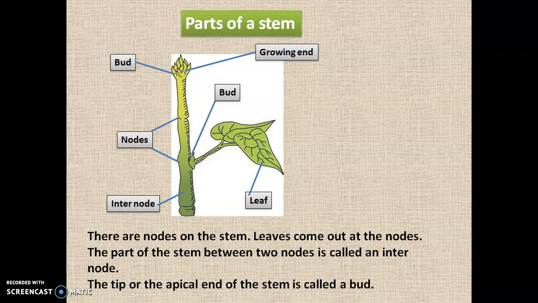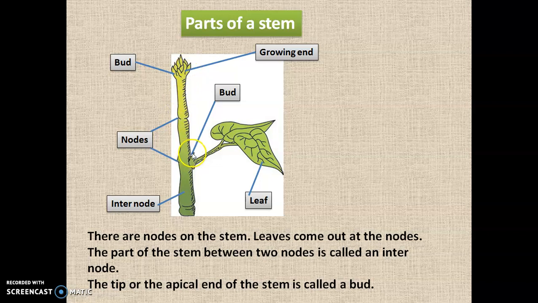Then the tip or the apical end of the stem is called the bud. See here, this is the growing end. Apical means top. This is the tip of the stem, the apical end, and it is called a bud. From here the new leaves or the stem will keep growing. So very simple parts: nodes from where the leaves come out, internode, the place between two nodes, and then the bud.